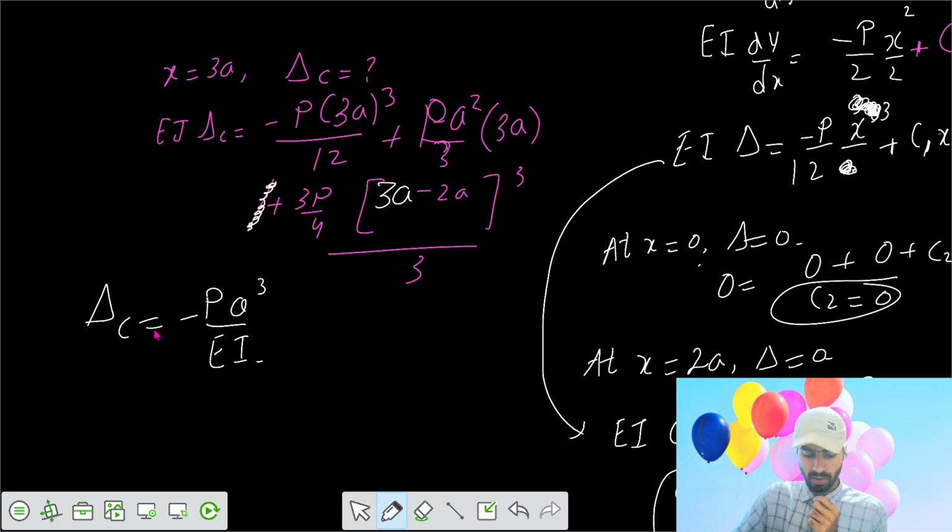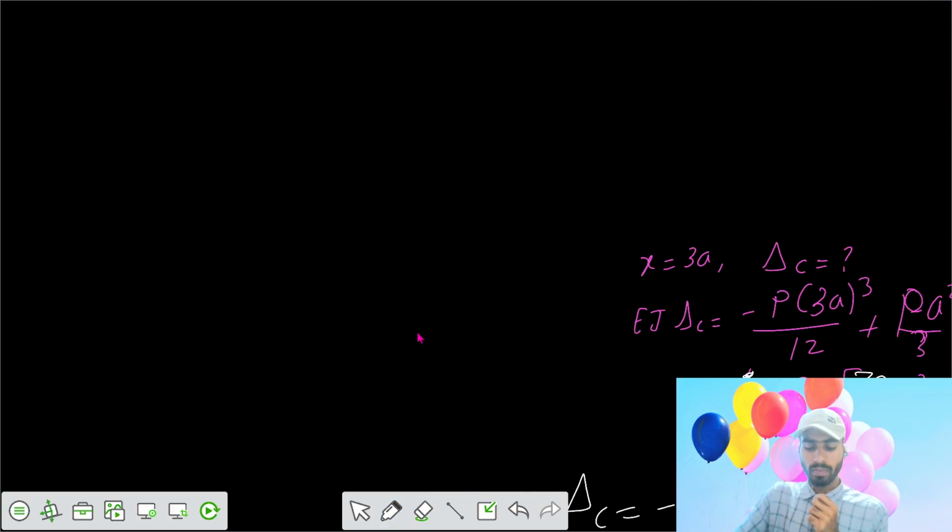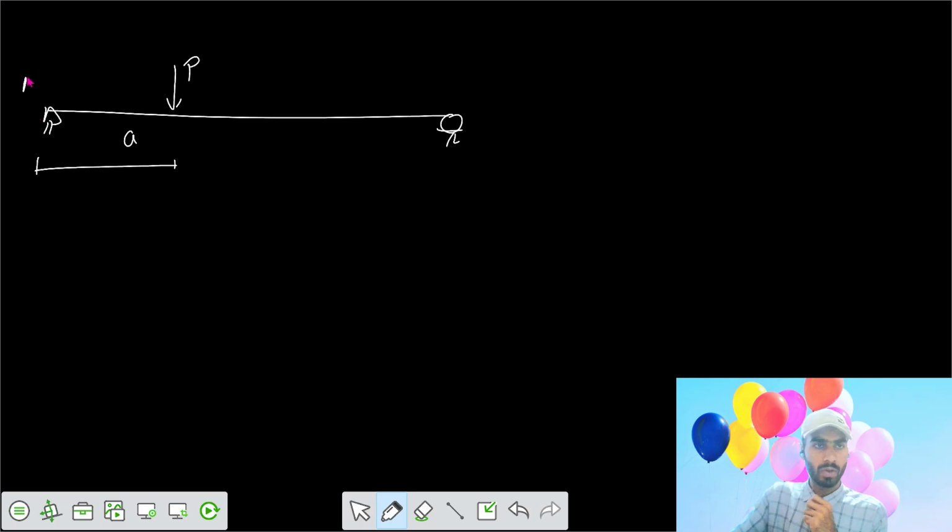You can verify the value of the delta at that point. You have to verify that value. Similarly, let's say now we have a beam where at A from that support we have a point load, and after that we have a concentrated moment at point B from A. Then we have the length L.